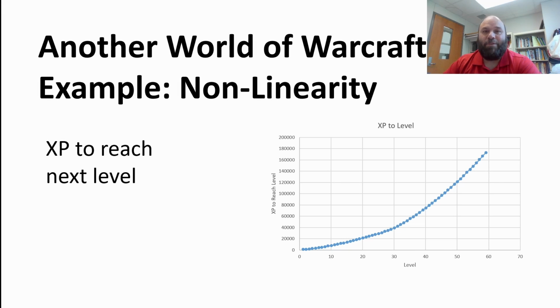Let's look at an example now that isn't linear. So we're going to go back to World of Warcraft, and we're going to look at the total XP it takes to reach the next level. So if you're level 1, how many XP does it take to reach level 2? Well, the answer there is 400, and so on.